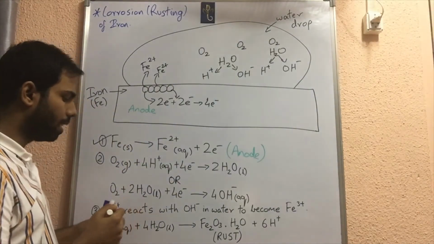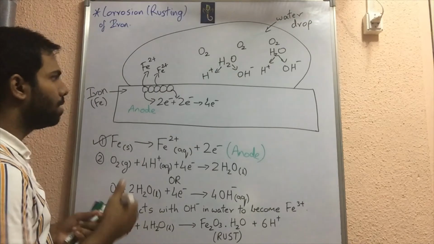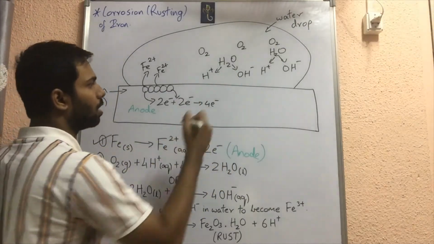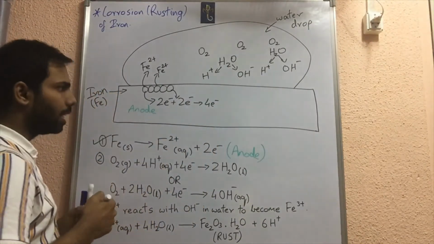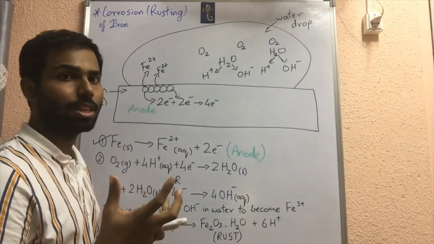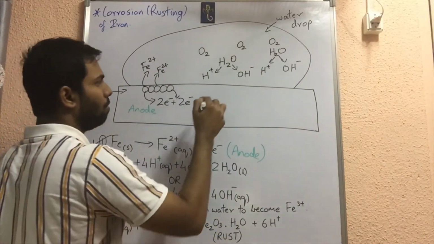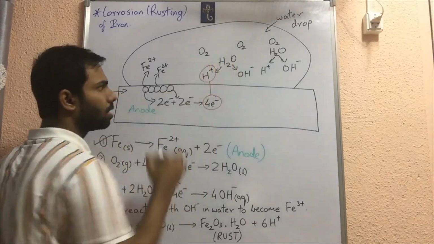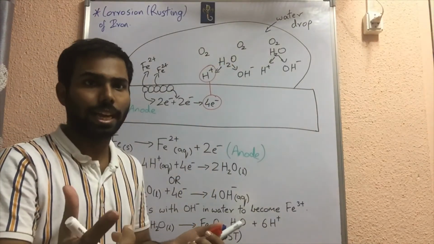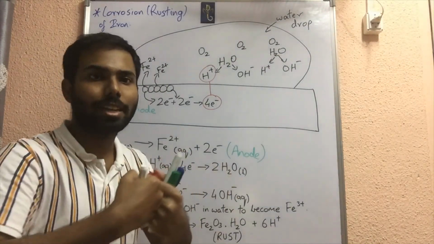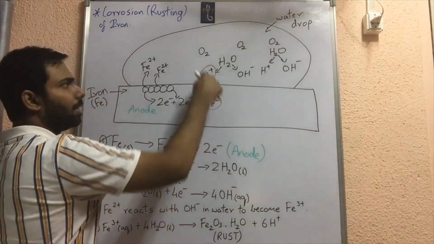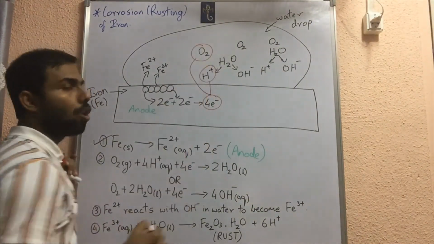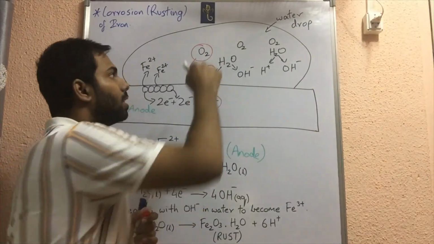Okay? Next, let us see the second step. Now we have 4 electrons over here. Now 2 things can happen. One thing is these 4 electrons, which are negatively charged, can be attracted by, first, H plus, because H plus is positive, electrons are negative, right? So negative and positive are going to be attracted towards each other. So these 4 electrons can be attracted to H plus, and at the same time they will also be attracted to oxygen molecules which are dissolved inside the water droplet.